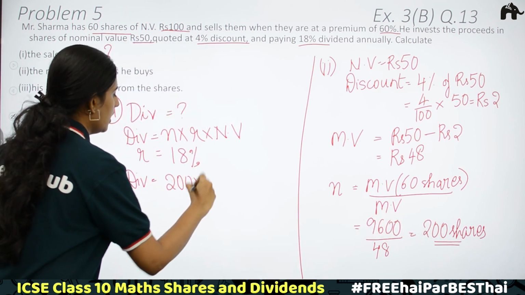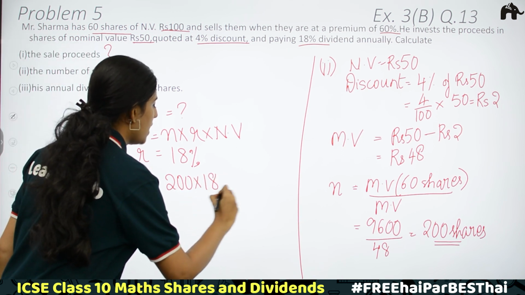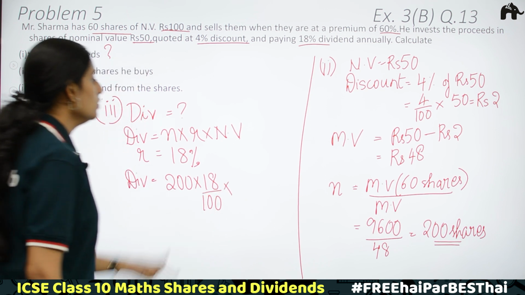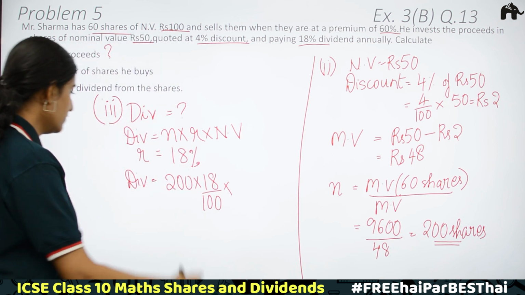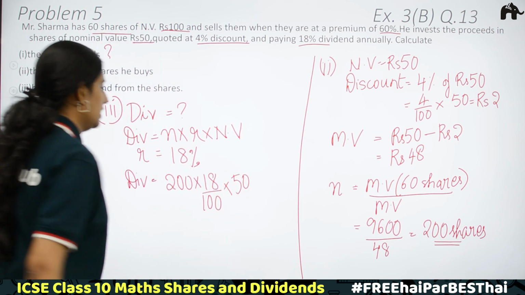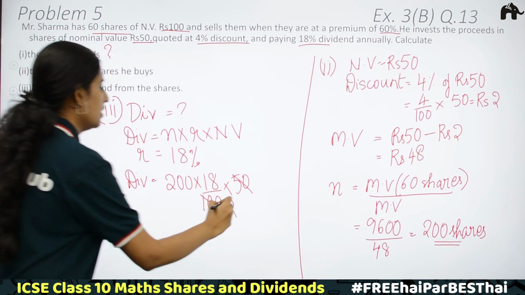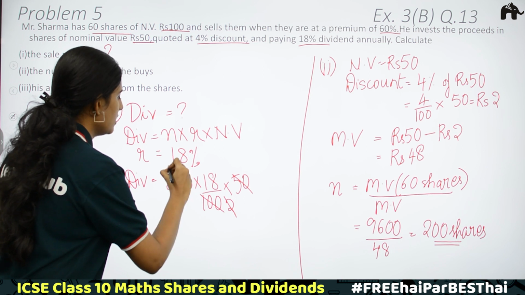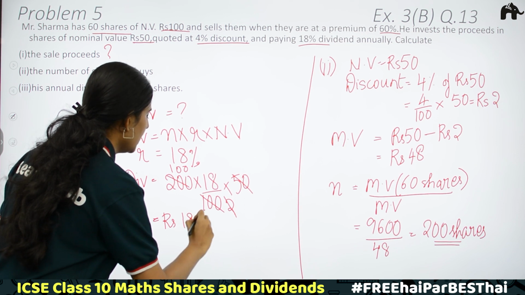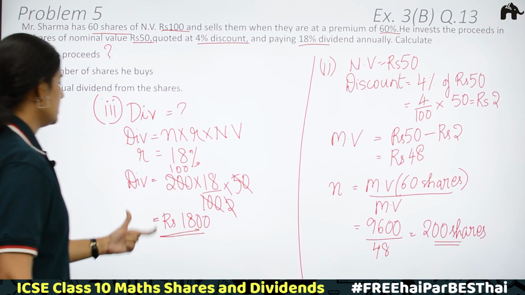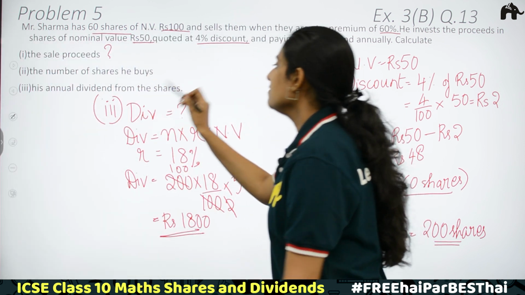200 into rate of dividend is 18%, 18 by 100 into nominal value of 1 share. Here the nominal value of 1 share is rupees 50. 50 into 2 is 100. 2 and 200, you will be getting 100 here. That is rupees 1800. This is the answer for your third part. That is his annual dividend from the shares.